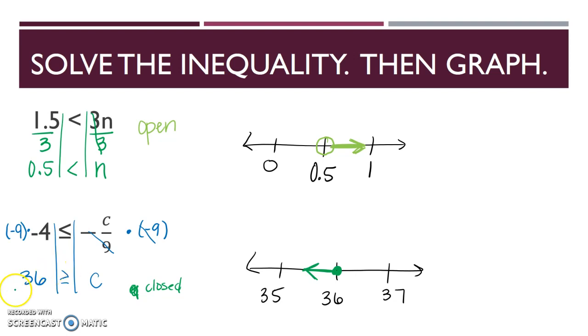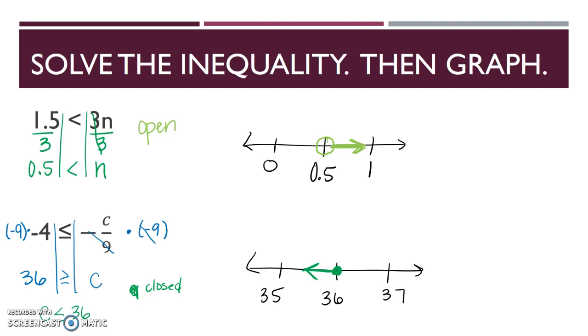Some students like to take this and rewrite it, but make sure you flip the entire thing, including the inequality. So I could write this as c is less than or equal to 36. Both of these are the exact same thing, but you do need to be careful if you rewrite the inequality with your variable on the left, because sometimes students forget to flip the inequality sign as well.